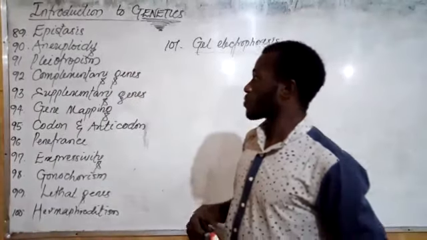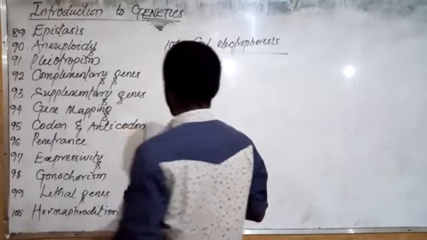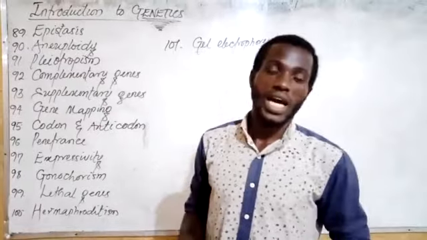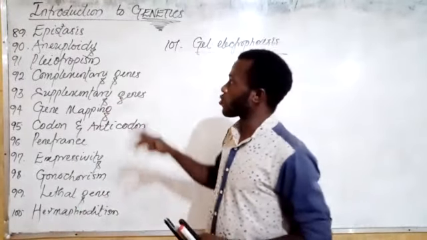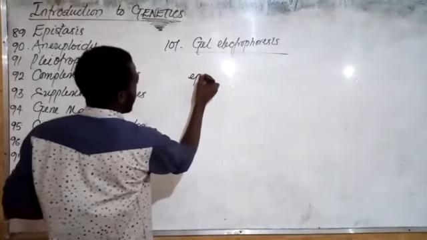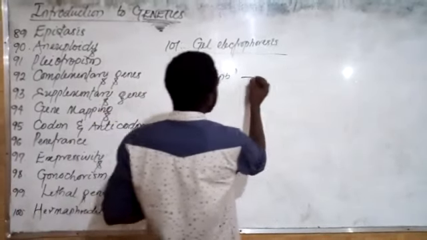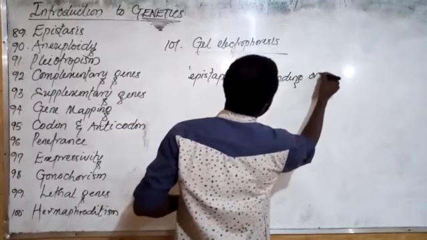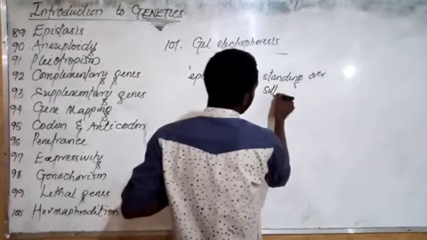All right. So, on number 89, it says epistasis. The word epistasis is gotten from a Greek word, and it was coined by William Bateson, I think. It's gotten from the Greek word epistatis, meaning standing over, or standing upon, or sitting upon.